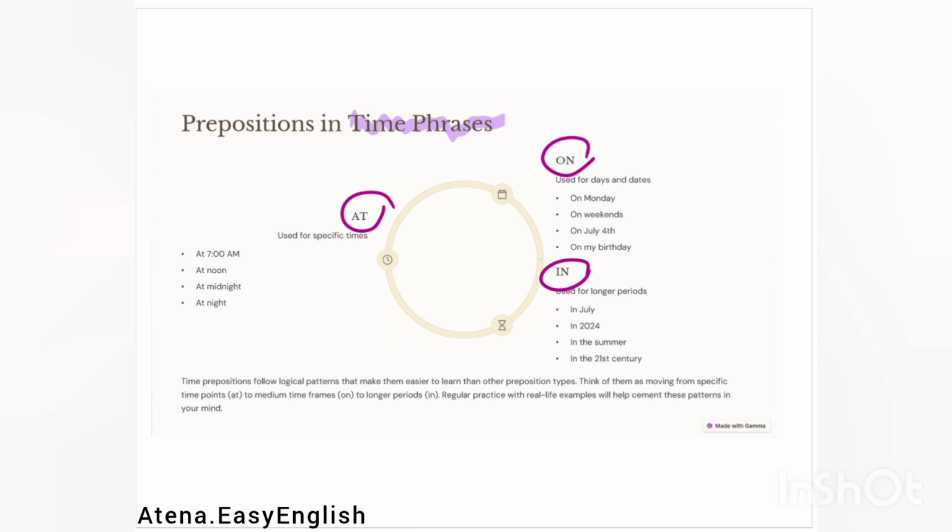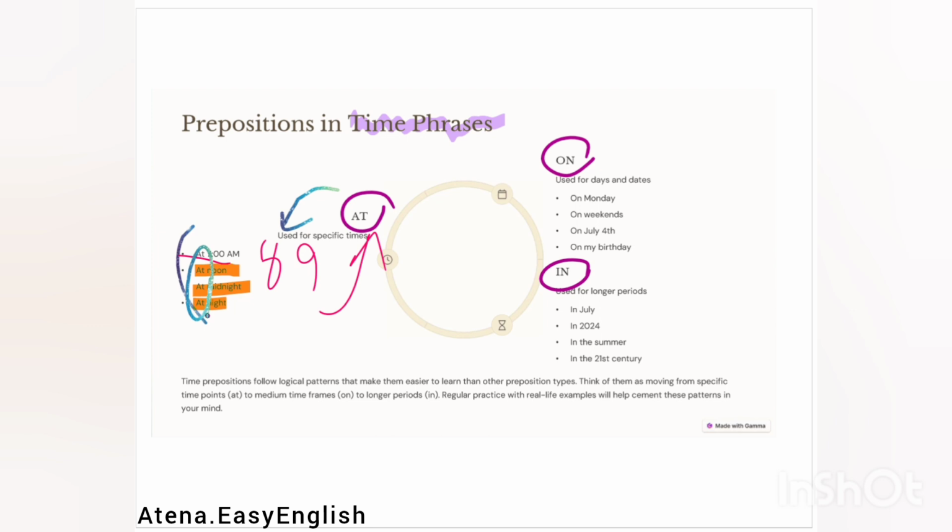Look at the first one. We use at for specific times. Look at the examples: at 7, at noon, at midnight, and at night. So when you have the time, for example, at 7, at 8, at 9, in this situation, we use at. And also, when it's about noon, midnight, and night, we use at. Okay, be careful. For morning or afternoon, we don't use at.